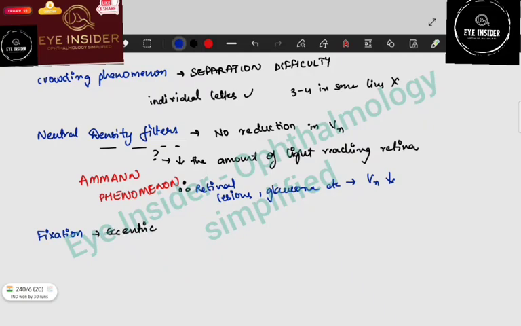The fixation might be eccentric, so they do not have fixation over the macula, and the contrast sensitivity is also reduced.